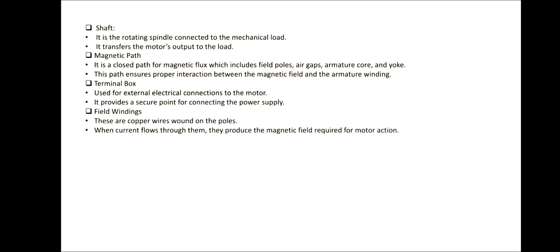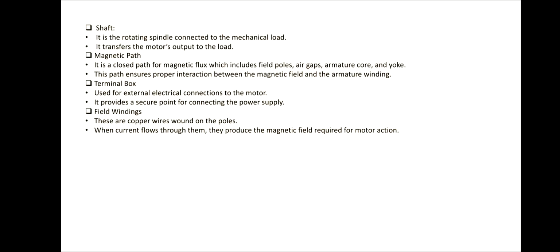There are more components of DC motor. Shaft. It is the rotating spindle connected to the mechanical load. It transfers the motor's output to the load. Magnetic path. It is a closed path for magnetic flux which includes field poles, air gaps, armature core, and yoke. This path ensures proper interaction between the magnetic field and the armature winding.